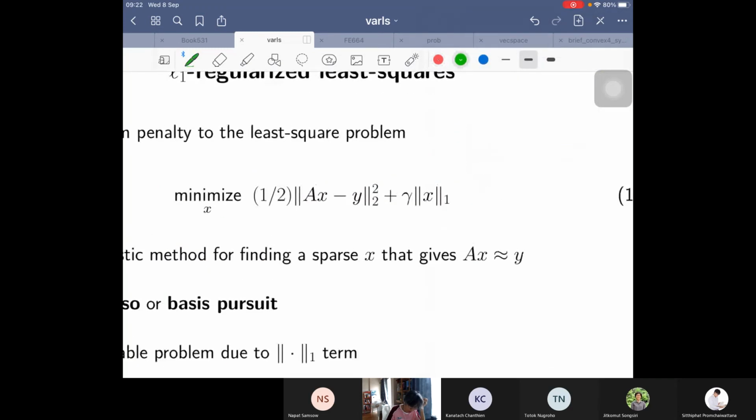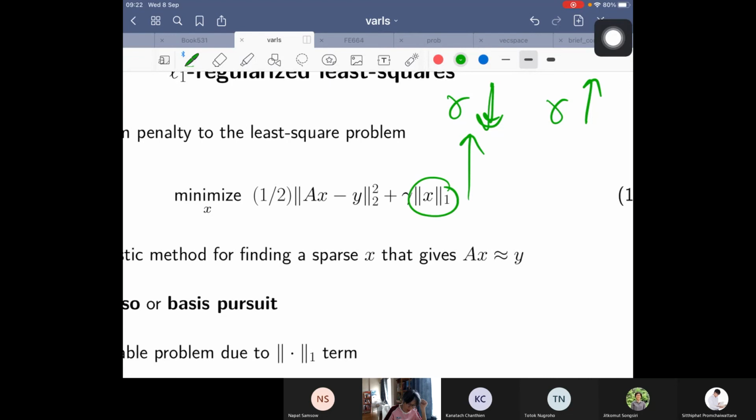when I use less gamma, what do I have? If I use small gamma, my L1 norm is big. Why is my L1 norm big? Because most of my x will be non-zero. But when gamma is big, my L1 norm of x is going to be less and less, which means x is going to be sparser. In this case, when gamma is small, my x is dense. Dense means a lot of x are non-zero.